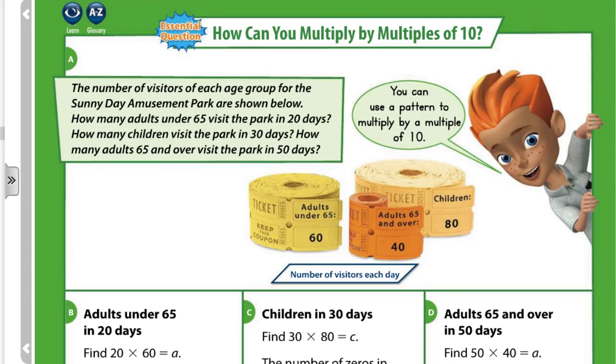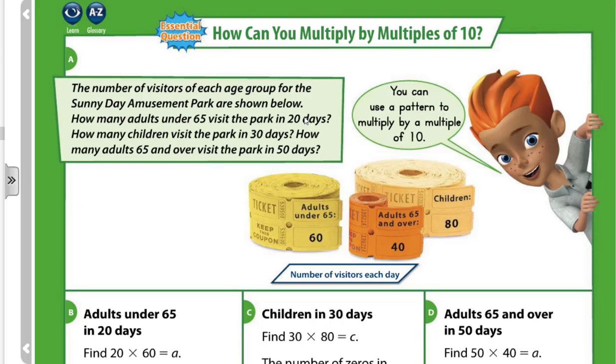In this example, the number of visitors of each age group for the Sunny Day Amusement Park are shown below. How many adults under 65 visit the park in 20 days? Let's see down here. As you can see, these are the tickets for adults under 65, and these are the tickets for adults 65 and over, and these are the tickets for children. The question is asking about adults under 65, which is 60.